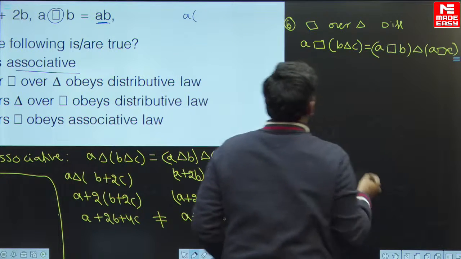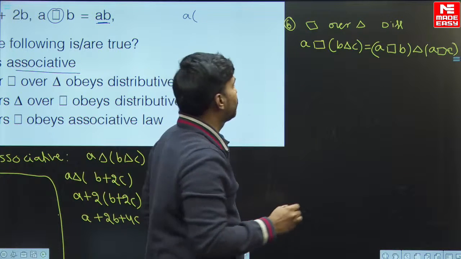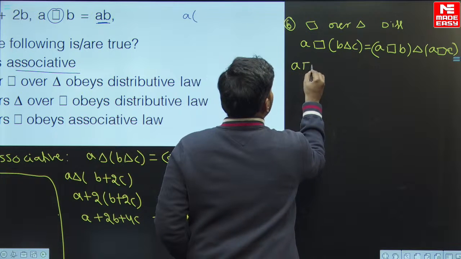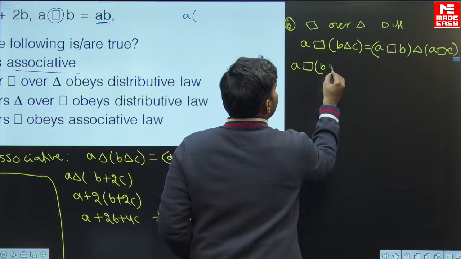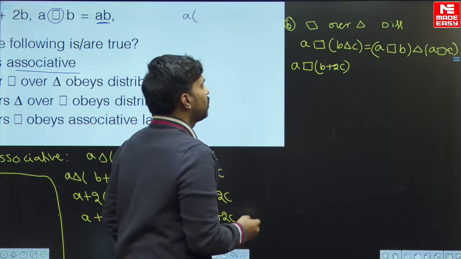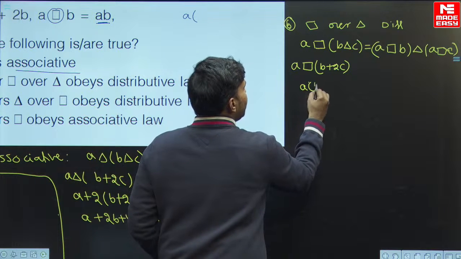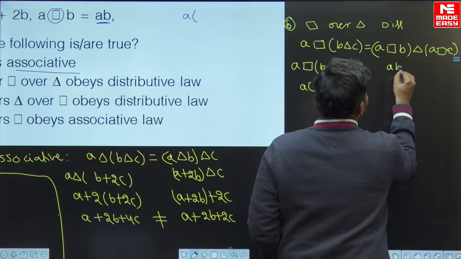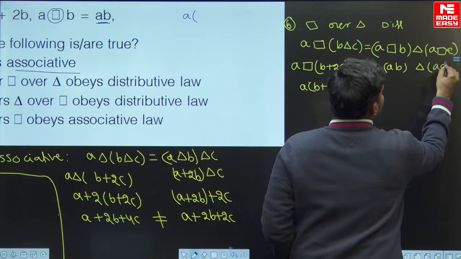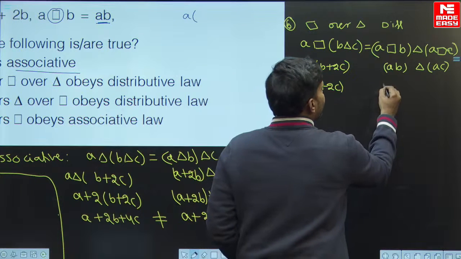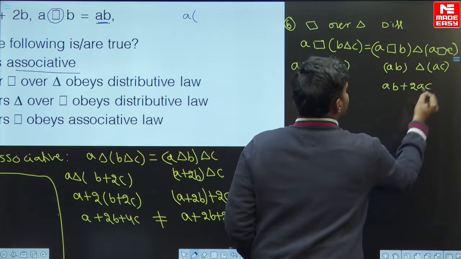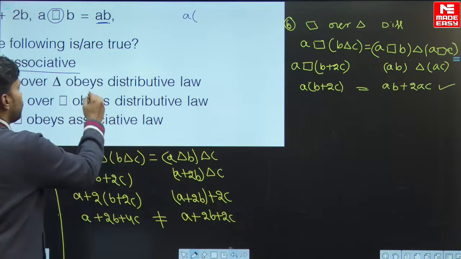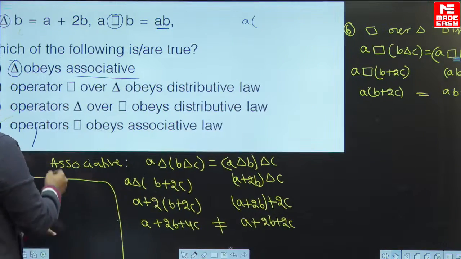Now if you look at this LHS, A, let it be. So A square, and B delta C you can write as B plus 2C, and this will be written as A into B plus 2C, correct? But when it comes to this, it is AB delta AC, right or not? And then if you take the delta, it is AB plus 2AC. So both are same or not? So both are same. So that means you can say option B is true.